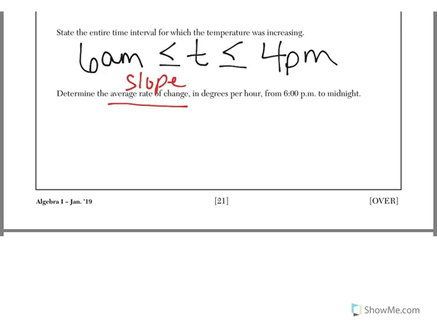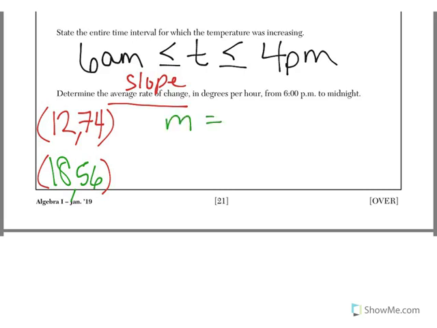Okay. Well, if we consider these ordered pairs, at 6 p.m. we have 74 degrees, and I called 6 p.m. value 12. So that would be 12 comma 74. And then midnight I called point 18. So that's 18 comma 56 degrees.